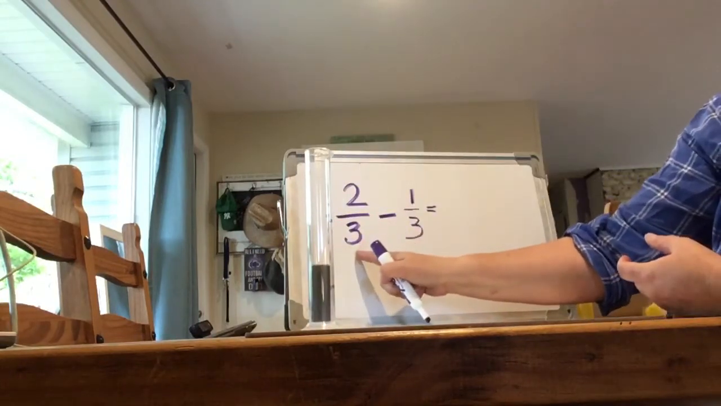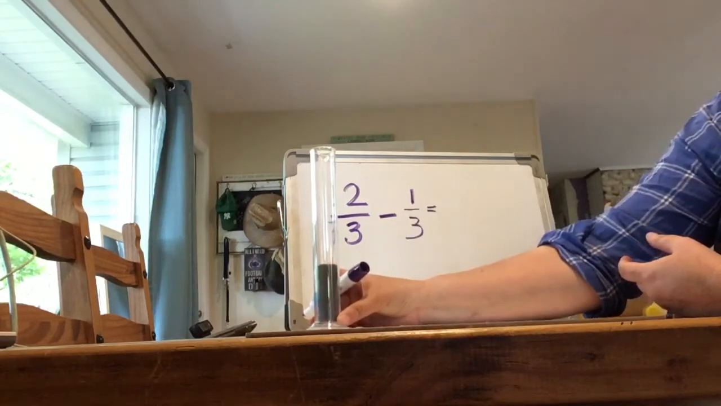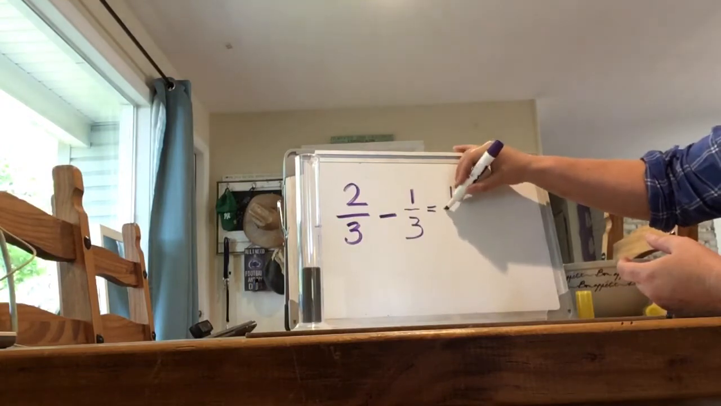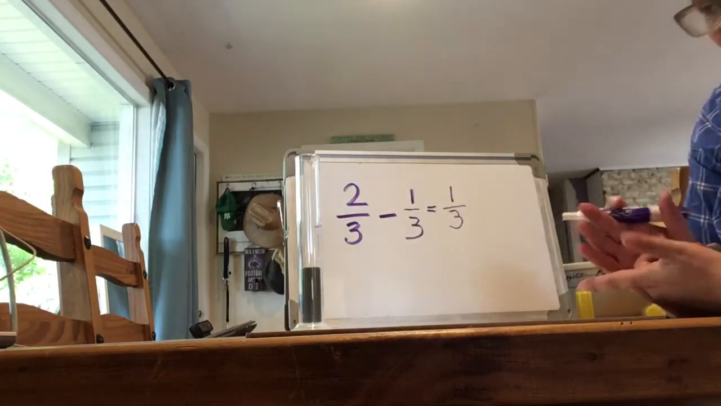What happens if we take away 1/3? So we started with 2/3. We took away 1/3. How many were left? You're right. 1 of the 3 parts that could be in the beaker were left.